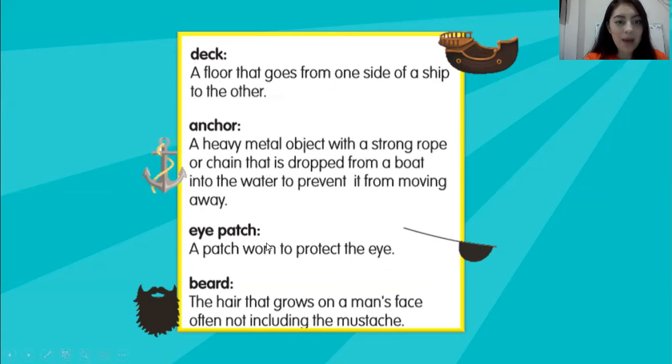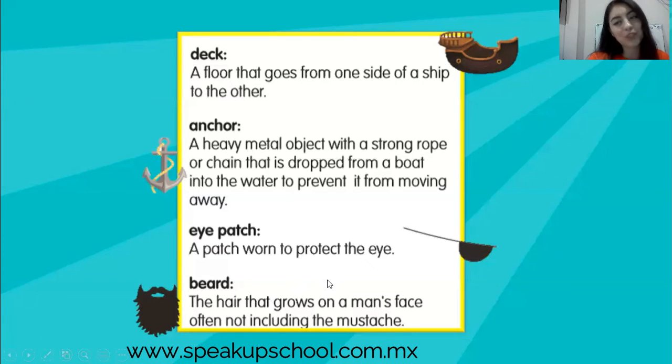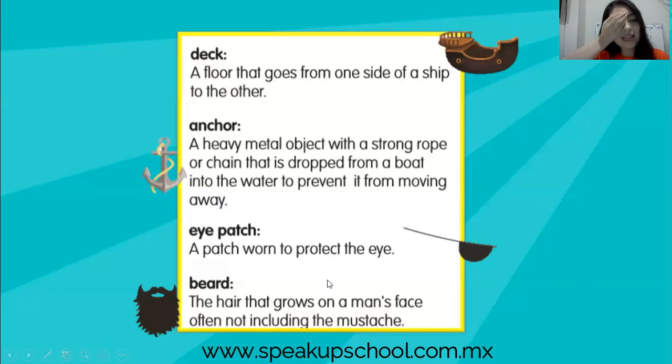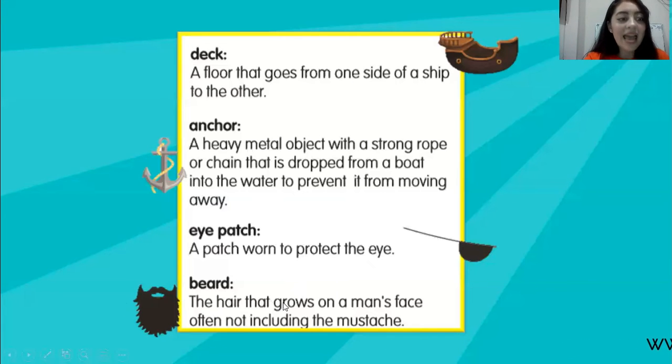Then we have the eye patch, okay? The eye patch is that object that the pirate used to protect the eye. So the eye patch. And then we have the beard, okay? That is the hair that grows on a man's face, not including the mustache, okay? It's only this part, okay? The hair that grows on a man's face, but doesn't include the mustache, okay? Very good. So let's continue.